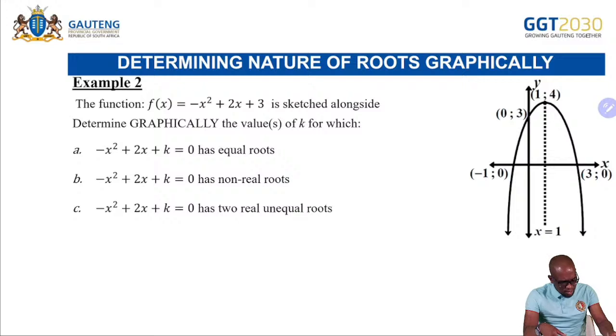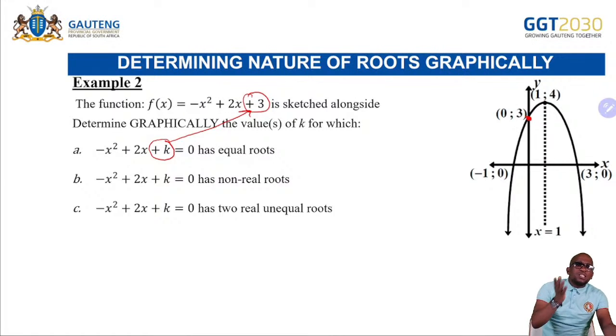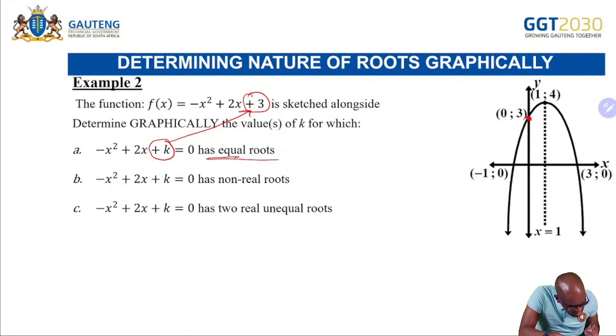Let's look at now the other part here. Now if you check here, this now is different. Now the k here is put now in the place where there was the y-intercept. If you check, the y-intercept of this graph was 3. So that's where now they put the k. So now the question is changing altogether to say k is the y-intercept. So you want to know what the y-intercept would be when the graph has equal roots. What will the y-intercept be when the graph has equal roots?